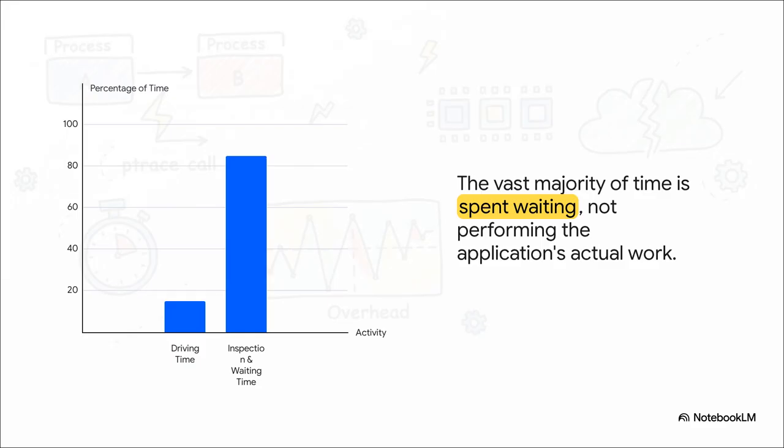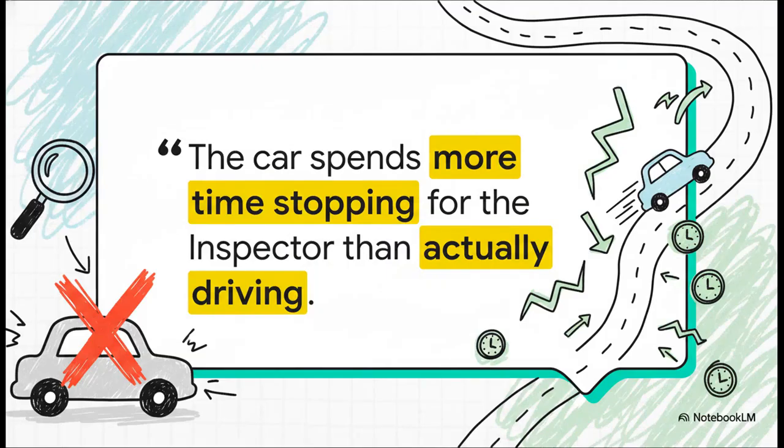Well, this chart lays it all out. It's pretty brutal. That little sliver on the left, that's the time our car is actually driving, doing its job. The rest of it, that huge, overwhelming chunk, a whopping 85%, that's just time spent waiting for the inspector. And this really sums it up perfectly. The car spends way more time stopping for the inspector than it does actually driving. That's the whole reason ptrace causes so much latency. The problem isn't the work, it's the waiting.